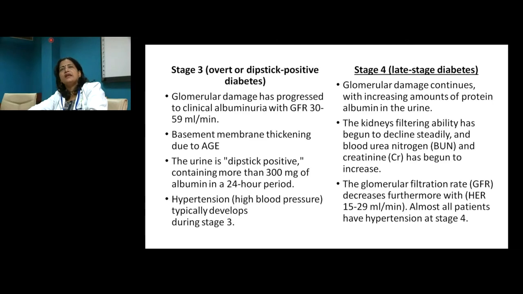glomerular damage continues with increasing amount of protein, albumin, in the urine. The kidney's filtering ability has begun to decline steadily, and blood urea nitrogen and creatinine have begun to increase. The GFR decreases further, to 15 to 29 milliliter per minute. Almost all patients have hypertension at stage 4.